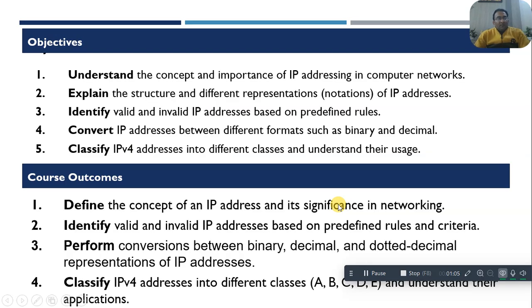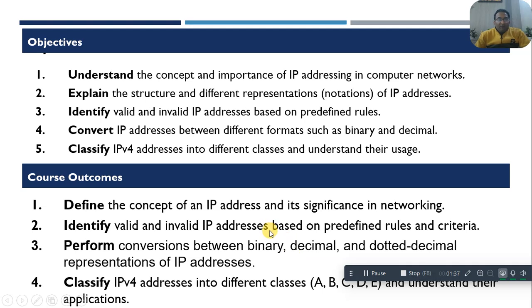So the objective of this lecture is to understand the concept and importance of IP addressing in computer networks. The students will be able to explain the structure and different representation of IP address, identify valid and invalid IP address based on predefined rules. We will discuss how to convert IP addresses between different formats such as binary and decimal, and then we will also see the classification of IP address into different classes and understand their usage.